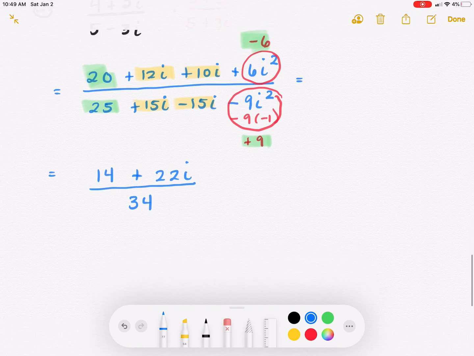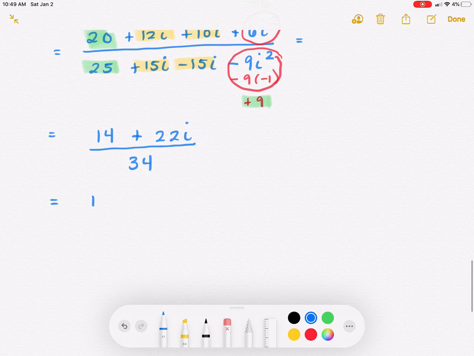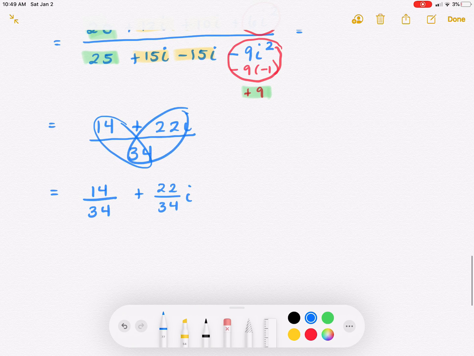Okay, so finally here to simplify, we need to split. Split the real part, which is 14/34, and the imaginary part is 22 over 34, and we can simplify each part. Well, 14 divided by 34 is going to simplify to make 7 over 17. And 22 divided by 34 is going to simplify to make 11 over 17i.